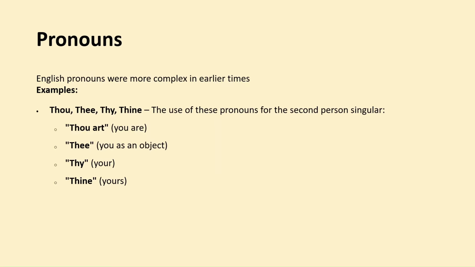When it comes to pronouns and their verb forms, the pronouns were definitely more complex in earlier times, with many distinctions that no longer exist in modern English. For example, we have thou, thee, thy, and thine. Thou art is you are. Thee is you used as an object. Thy is your, and thine is yours.